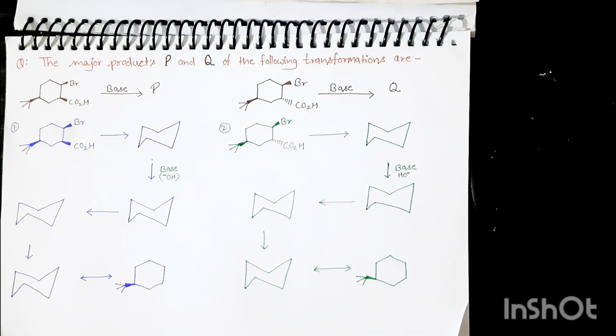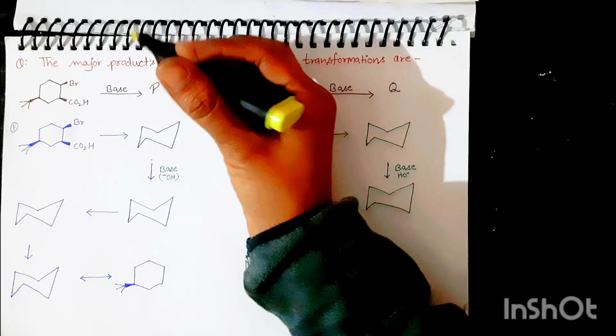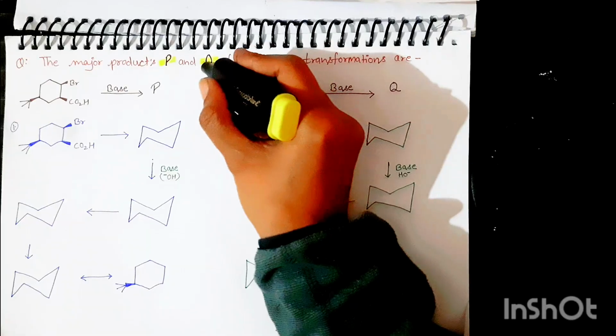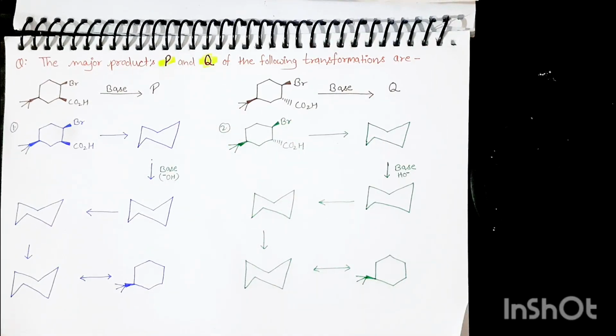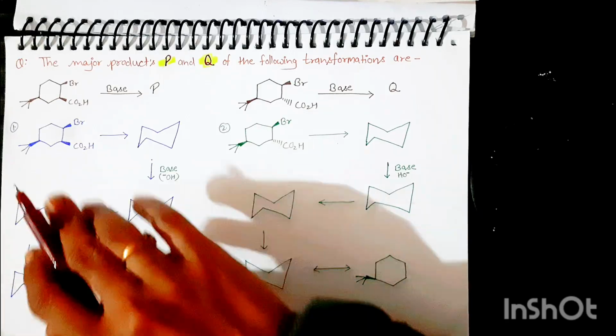So hello everyone. Today we start with this question, and this question came in IIT JAM 2025. The question asks about the major products P and Q of the following transformations. So first we check reaction number 1.